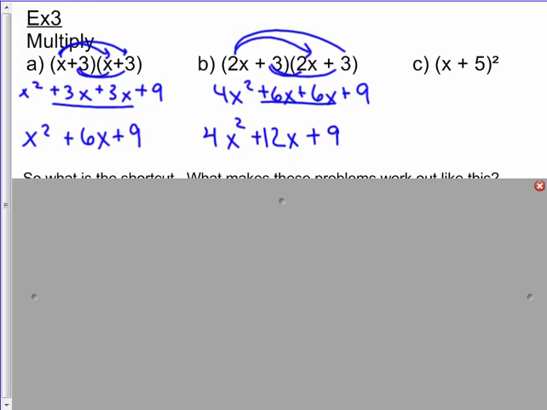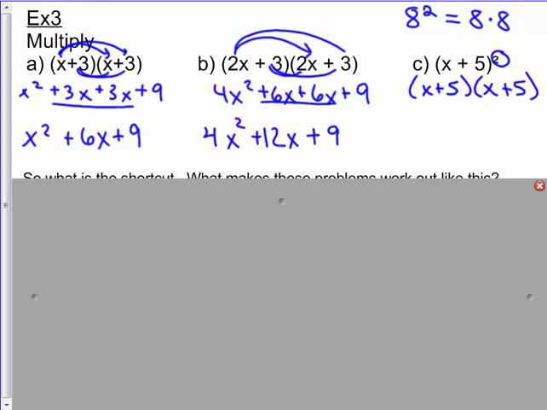In C, so I have x plus 5 quantity squared. And this one, I have to remember what it means to square something. So if I have 8 squared, what does that mean? It means 8 times 8. So when I have x plus 5 squared, it means x plus 5 times x plus 5.